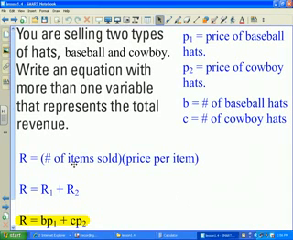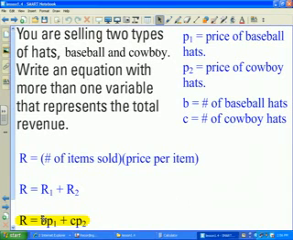If I sell 10 items and each item costs $5, then the revenue is 10 times 5, or $50. In this case, because I have two different products and two different prices, I'm going to have two separate revenue streams, which I've designated here as R1 and R2.